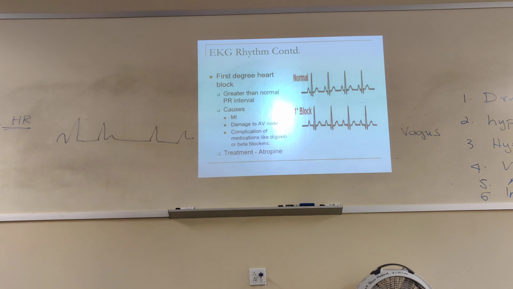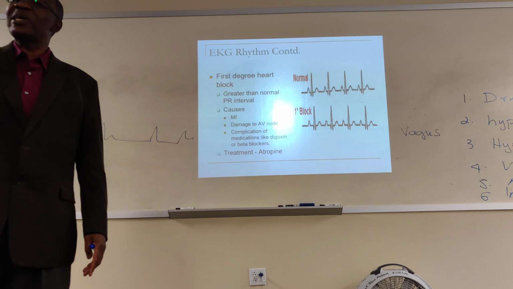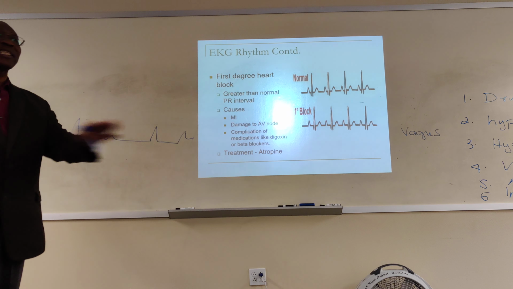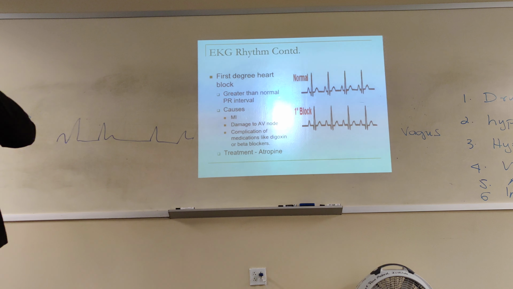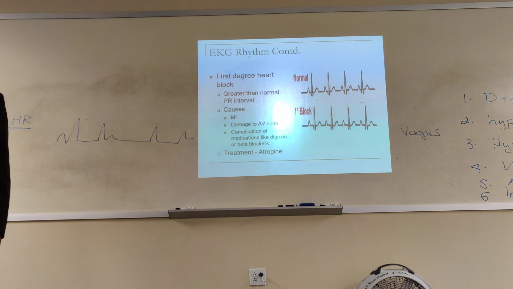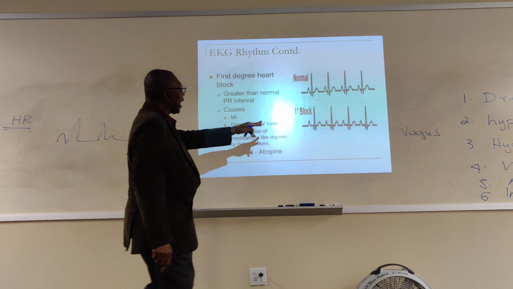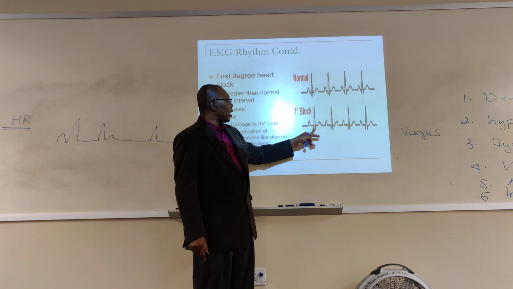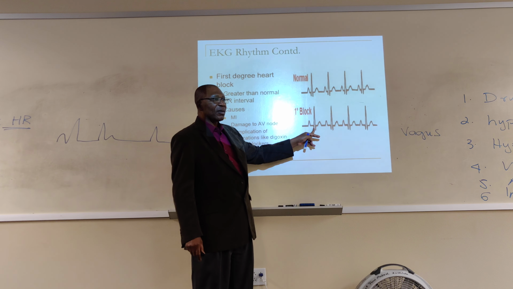First degree heart block slows you down, that's all. That's all it does. The PR interval is greater than 0.2 seconds. Everything else about that EKG rhythm is normal. That's the tricky thing there. So now look at this here. That's normal sinus rhythm here. That's first degree heart block.